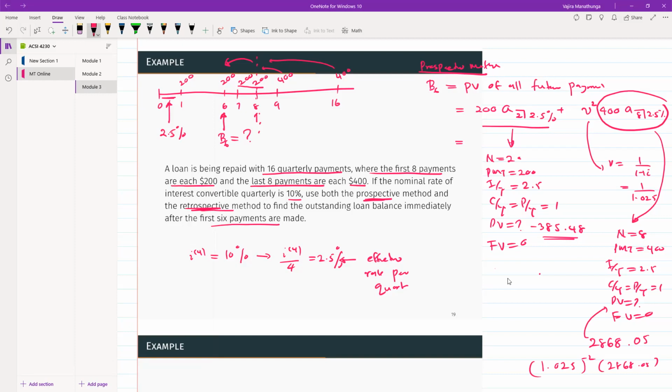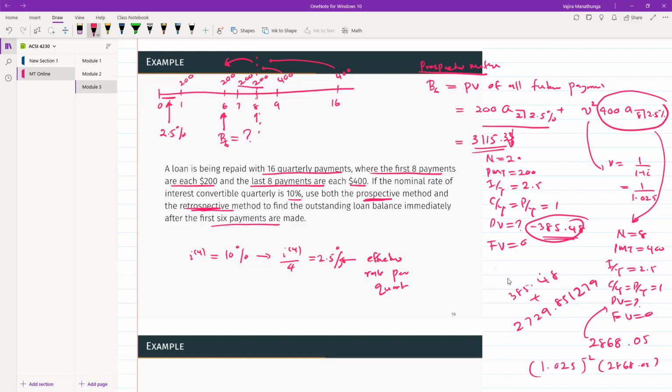Times 1.025 to the power negative 2. I get 2,729.85, and I had to add this one, plus 385.48. So the total present value, the outstanding loan balance, is 3,115.33. So that's the prospective method.